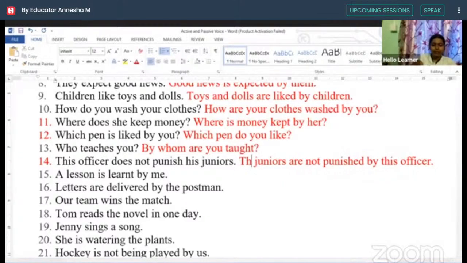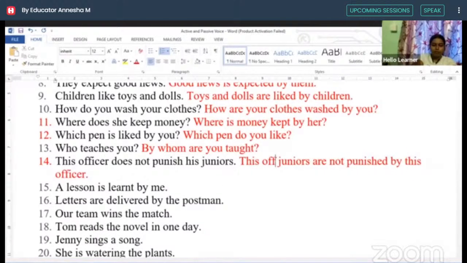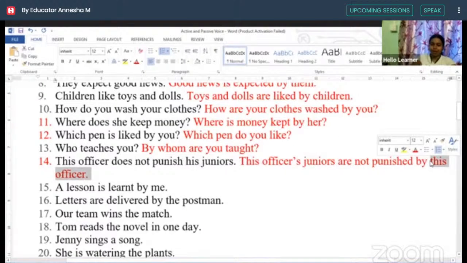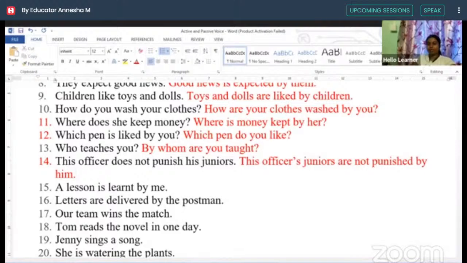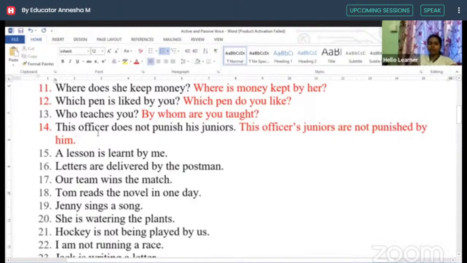It will be this officer's juniors are not punished by him. Okay, this will be the sentence. This officer's juniors are not punished by him. Okay, understood? Ma'am, how that this officer's juniors?